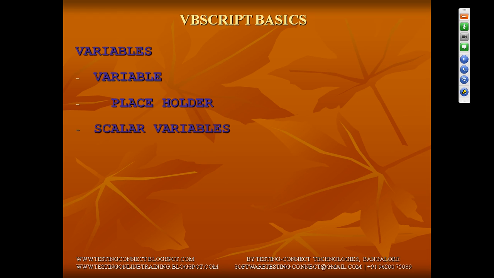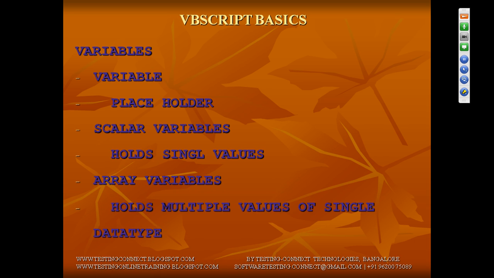So there are two types of variables you come across. This is not only in VBScript, but in any programming language. Can anybody tell, what are the two types of variables? Scalar variables and array variables. In any programming language, there are two types of variables you come across, and those are scalar variables and array variables.